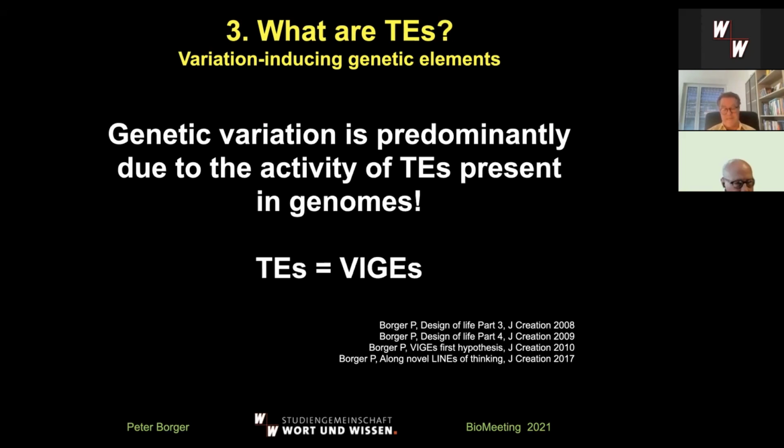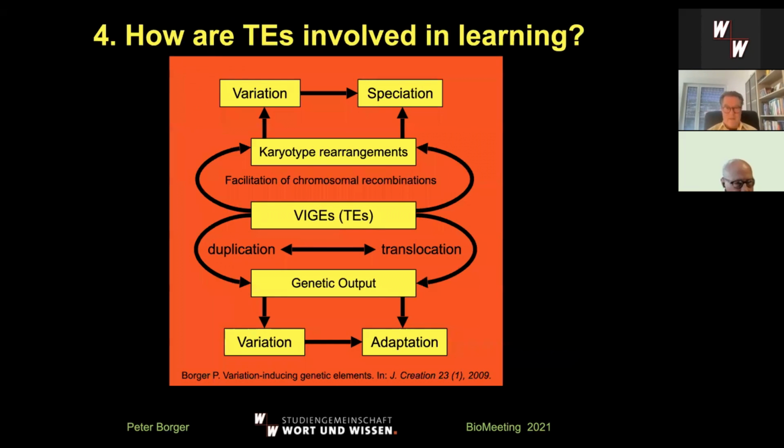Good. So we have very much evidence that genetic variation is predominantly due to the activity of transposable elements that are already present in genomes. And I think we should rename these elements as variation-inducing genetic elements. If you want to know more about it, you can go to these 4 papers that I wrote over time, where I explain how these things work, how viruses can emerge from these TEs and so forth.